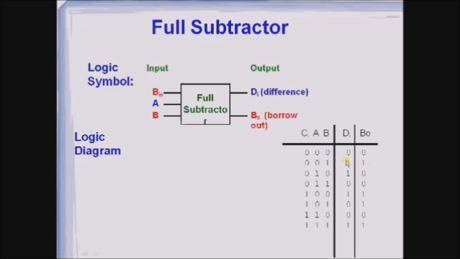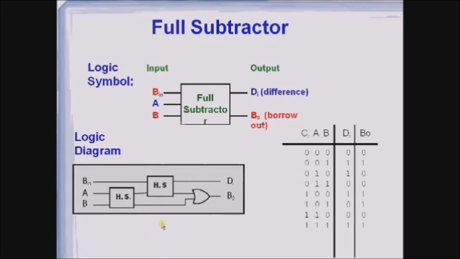And if you plot the output expressions for D and B out on a K-map, then you'll get this representation of the full subtractor circuit.